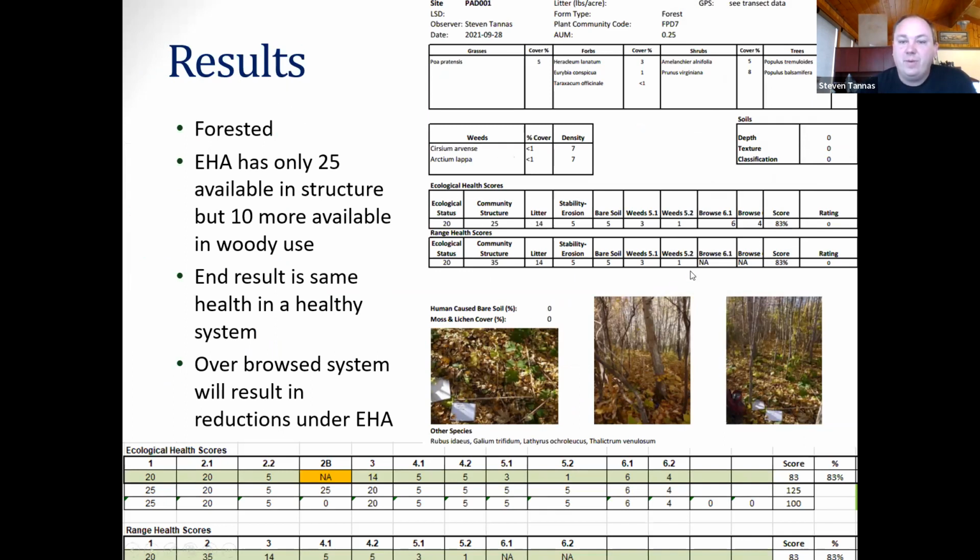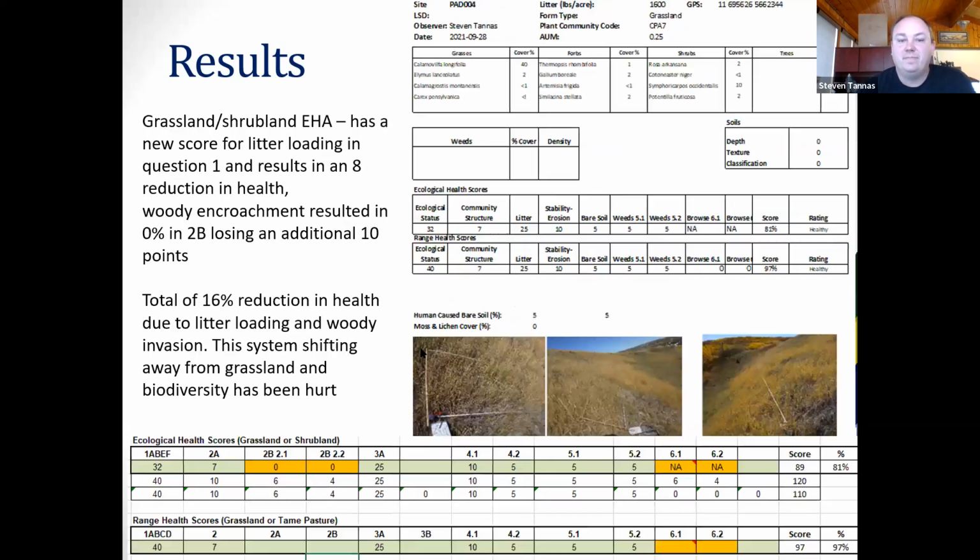So this first one, we have a forested assessment. So you can see here at the top, and even at the bottom here, it's out of 25 or 35. And here you see 20 and 5. So that makes the 25. Got full marks there. Got full marks on its browse at the end, and it ended up in the exact same score, 83% on both of them. So even though they're scored differently, it came out with the same result because everything was healthy. When it's unhealthy, then this starts to differentiate.